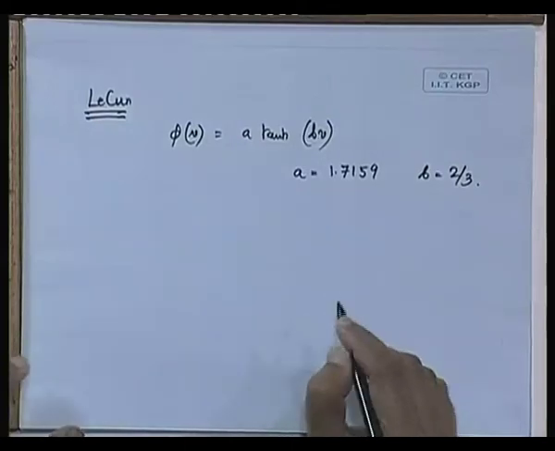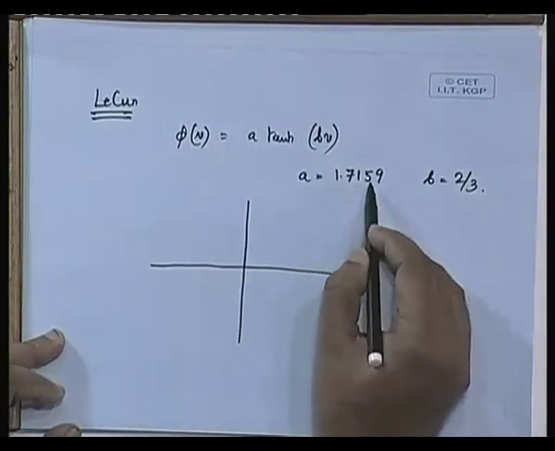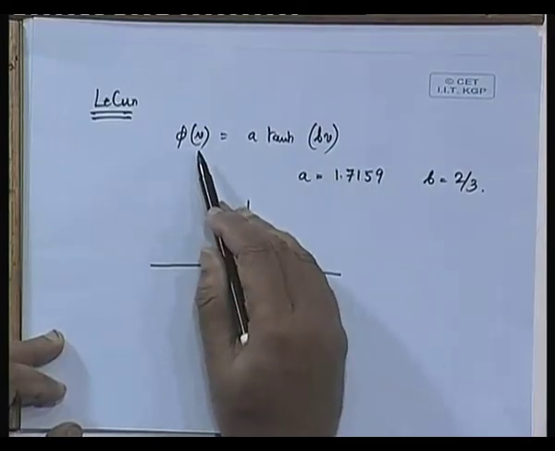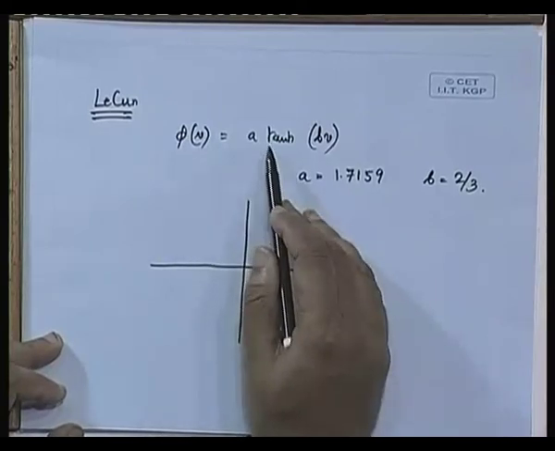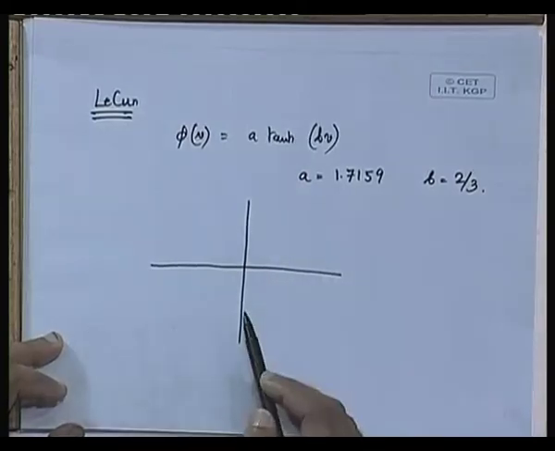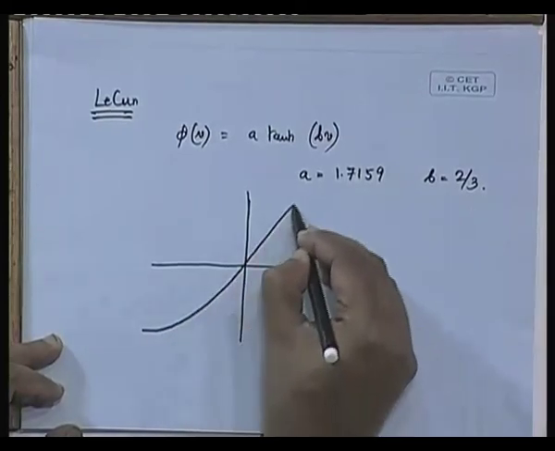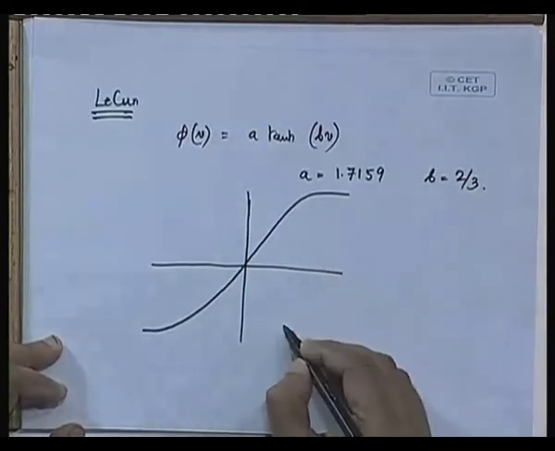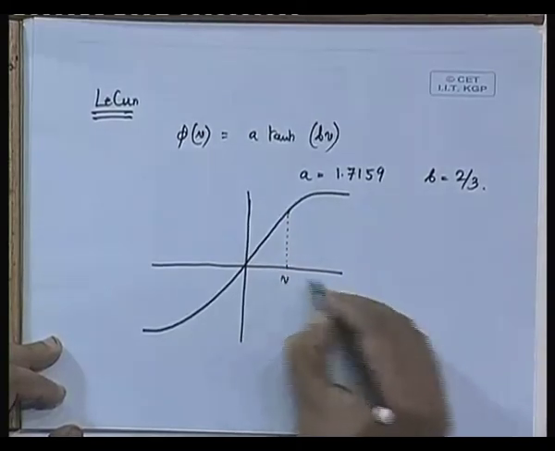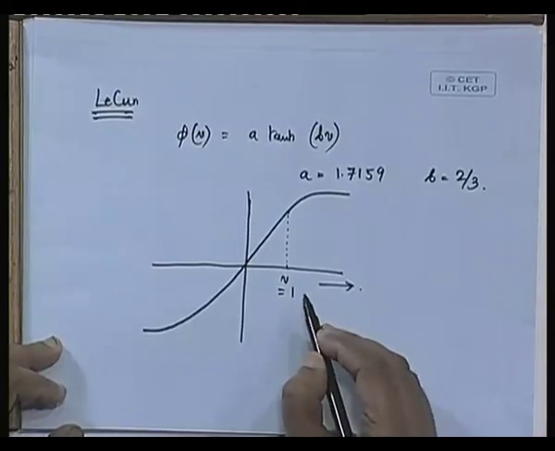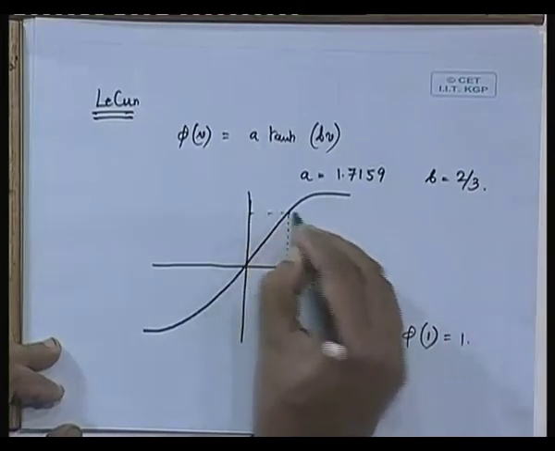The significance of this is that we are going to have a characteristic of this nature. If we take A to be of this value, then the final value that this phi V function will achieve at saturation is going to be 1.7159, because it approaches plus A in the positive limit and minus A in the negative limit. So, it will vary between minus 1.7159 and plus 1.7159. For a function of this type, the interesting characteristic is that if you keep V equal to 1, that means computing phi of 1, then phi of 1 is equal to 1, alright.